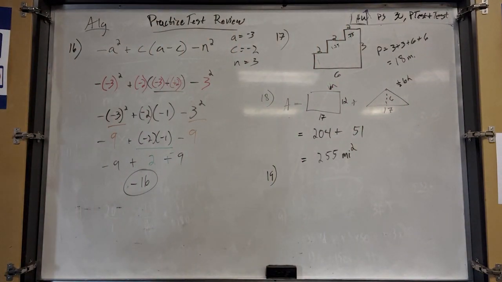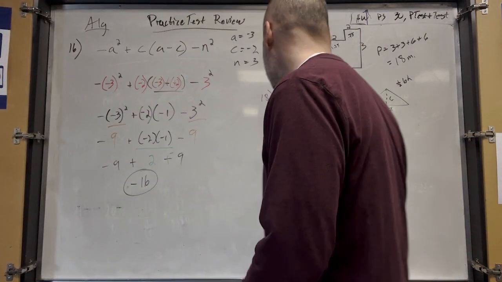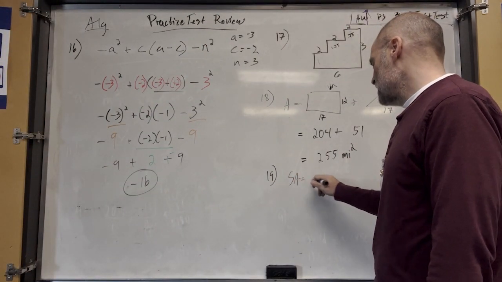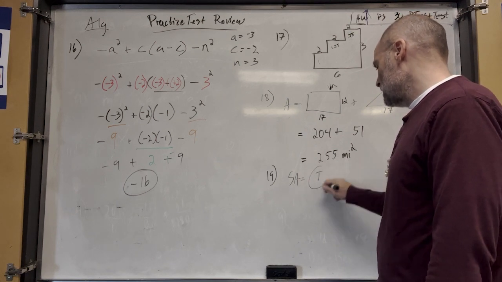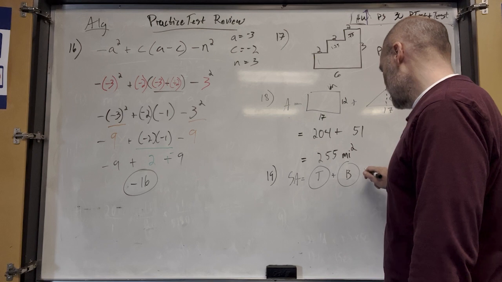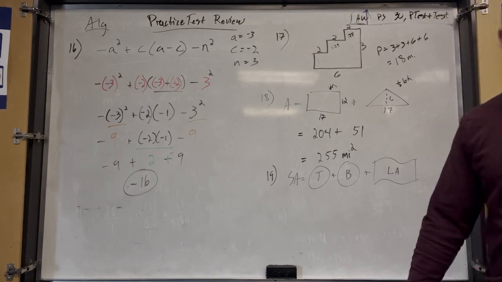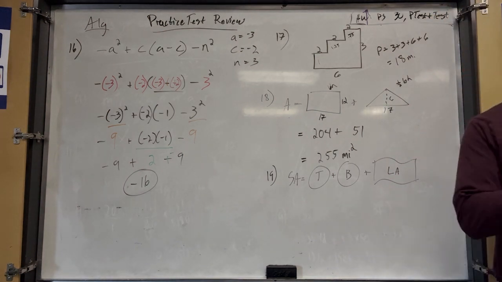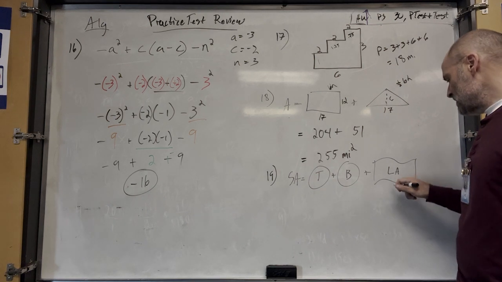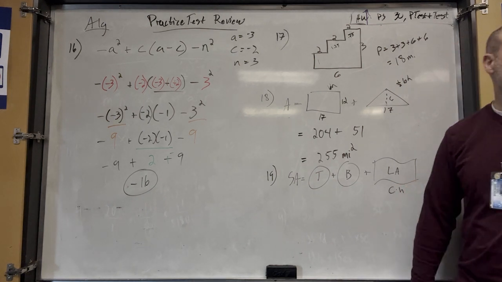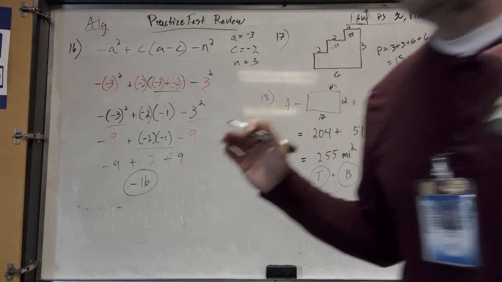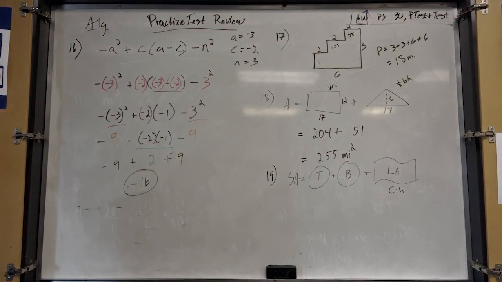Okay, find the surface area of the right circular cylinder. So remember, surface area is the area of the top plus the area of the bottom plus your lateral surface area, which is your LA, which when we did this with a prism, it was just perimeter times height. This is just circumference times height. Okay, because when you unwrap that cylinder, I don't have paper towels here, but if you unwrap this, it's just a rectangle. And the length of that rectangle is the circumference, because that's the distance around the whole thing.